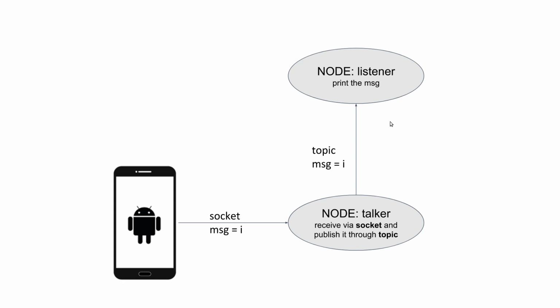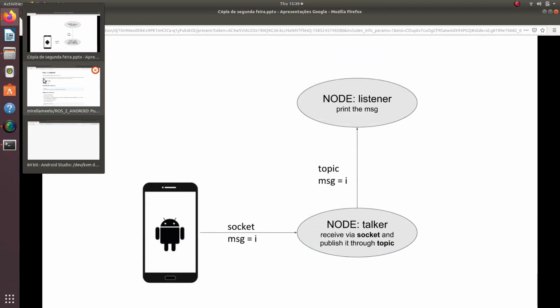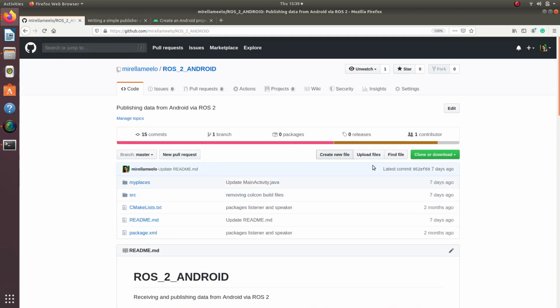The listener node is going to receive the message and print it in the terminal, and with that we can make sure that the information coincides and the communication is correct. So let's begin. And here in my GitHub, you can find everything you need to make this connection.